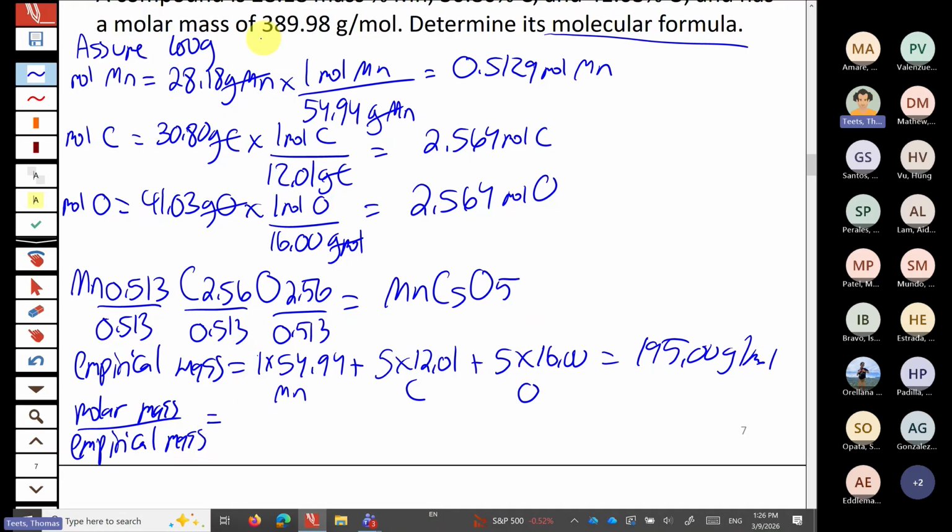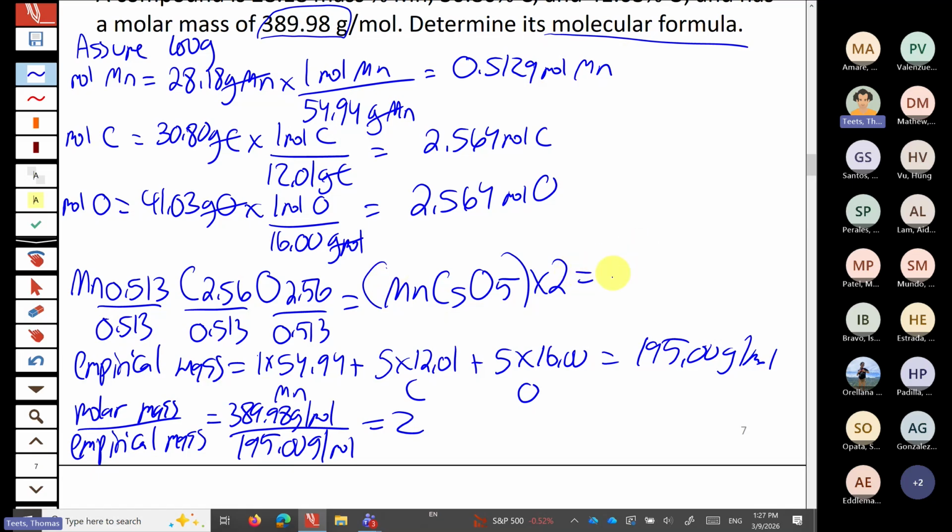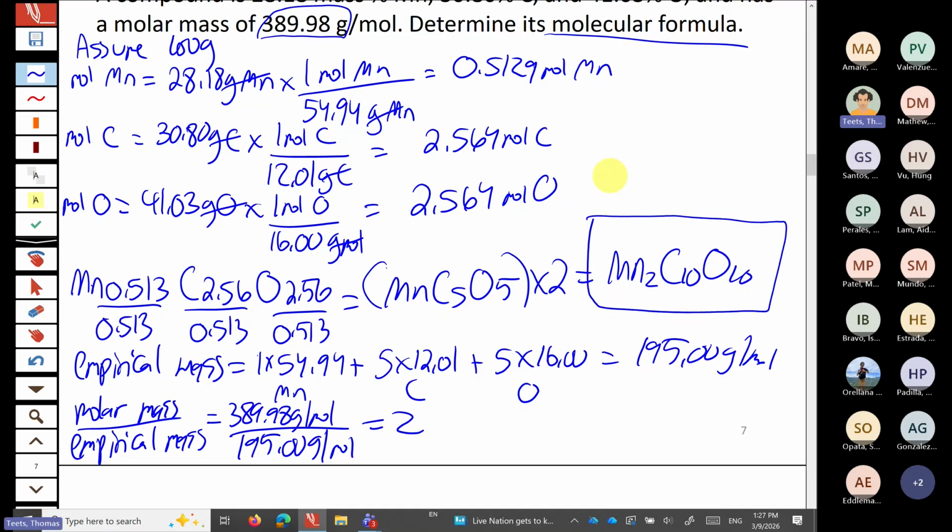The molar mass was given as 389.98. The empirical mass we just found was 195. So to a good approximation, that's a factor of 2 difference. So that means that our molecular formula is 2 times the empirical formula. So we come back up here. This was our empirical formula. We double the whole thing. We double all of the subscripts to get Mn2C10O10. So that will be the correct molecular formula for this compound.